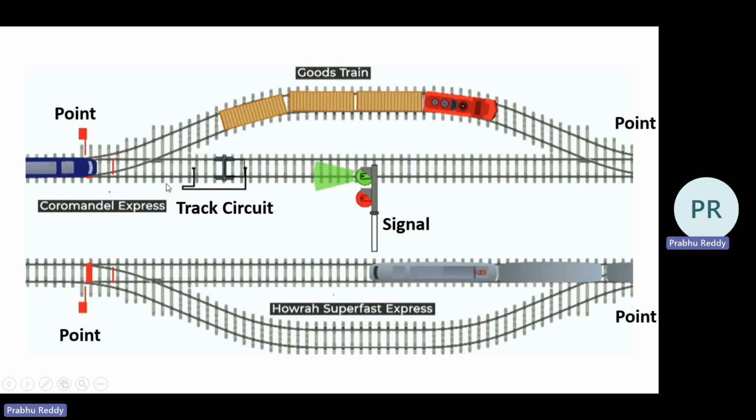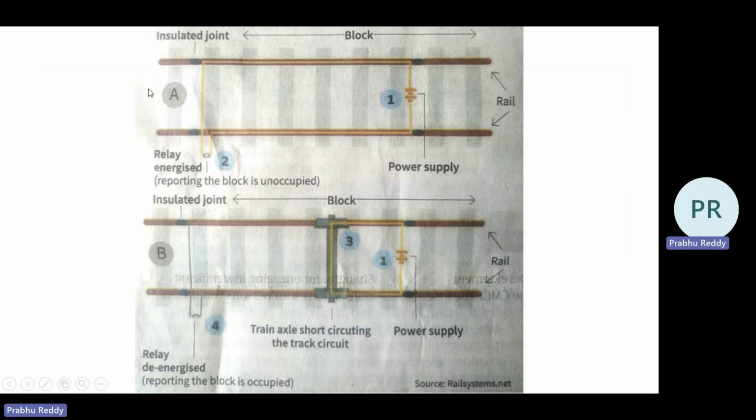Okay, and the third part is the track circuit, you can observe here. So this is a track circuit. Actually, this track circuit also plays a very important role in switching between the straight line and the diverging line. So we will understand how exactly this track circuit works. It is an electrical circuit.